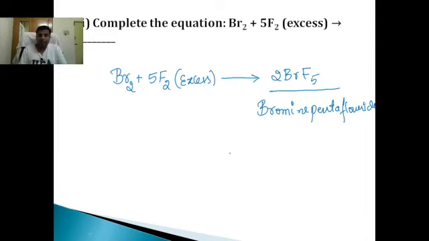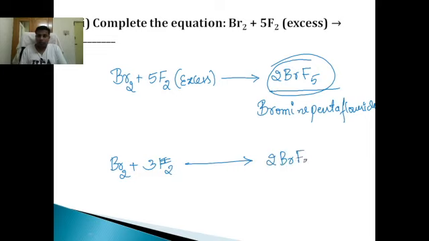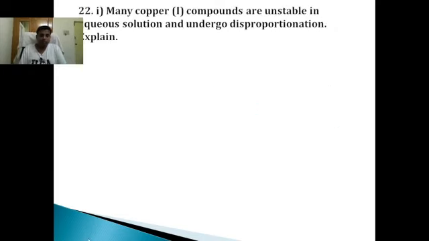This is the correct answer. If they just ask you like this, Br2 plus 3F2, what would be the answer? The answer is bromine trifluoride. But the answer for our question is bromine pentafluoride. 1 mark question. Over. Next, 22nd question.